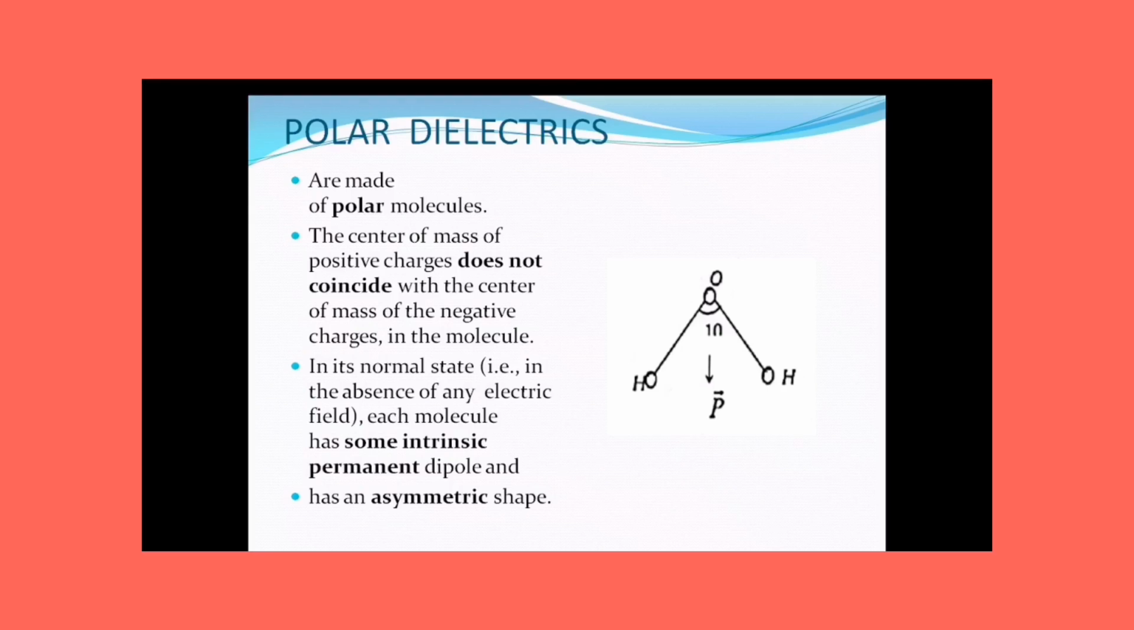Next, polar dielectrics. Polar dielectrics are made of polar molecules. The center of mass of positive charge does not coincide with the center of mass of negative charges in a molecule. In a normal state, that is in the absence of electric field, each molecule has some intrinsic permanent dipole moment, and polar dielectrics are asymmetric in shape. For example, water molecule.